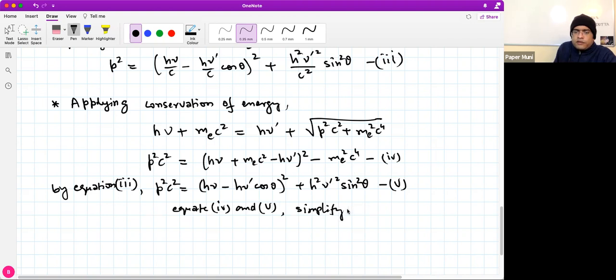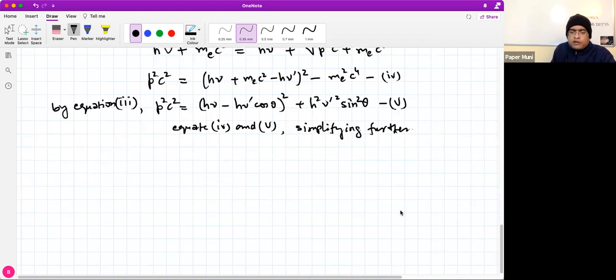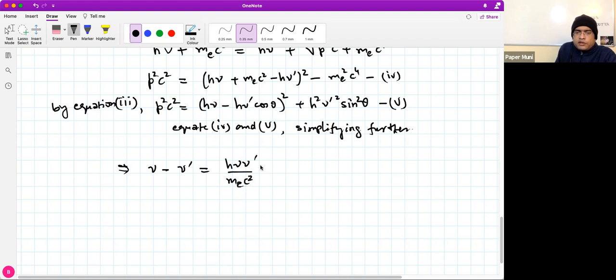Simplifying further, we'll get this result. The result comes out to be nu minus nu dash is equal to h nu nu dash by m e c square, times 1 minus cos theta.